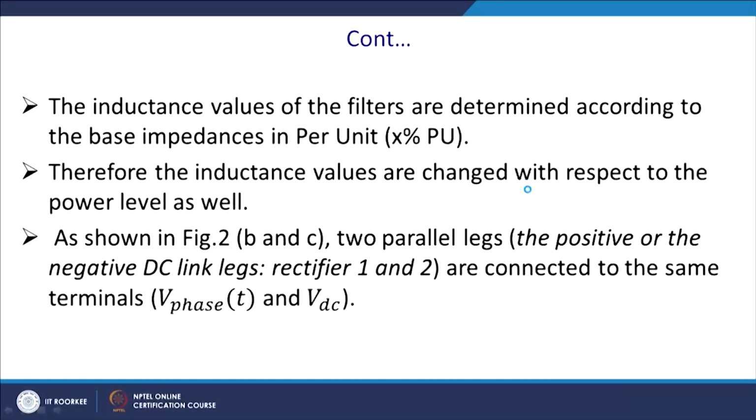And that is what happens, the inductance values of the filters are determined according to the base impedance in per unit. Therefore, the inductance values are changed with respect to the power level as well. So, generally we say that the inductance value is 5% in per unit value. So, once you change the power handling capability, your design constraint also comes into the picture.